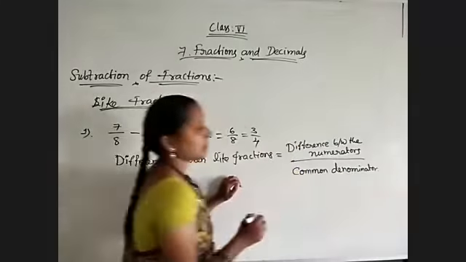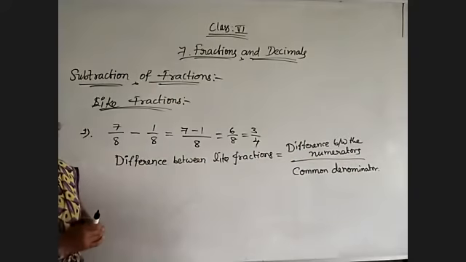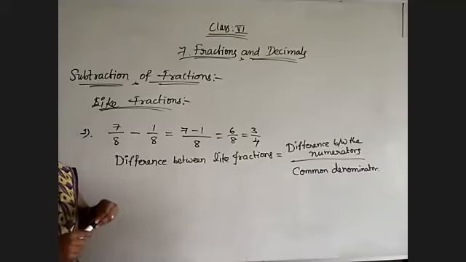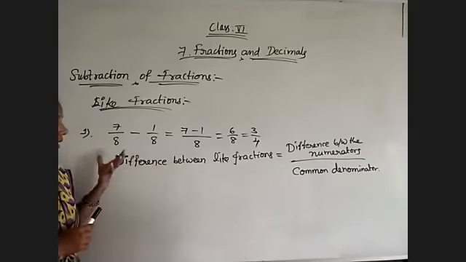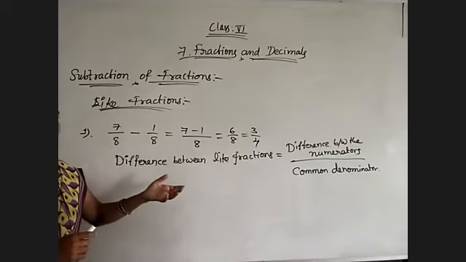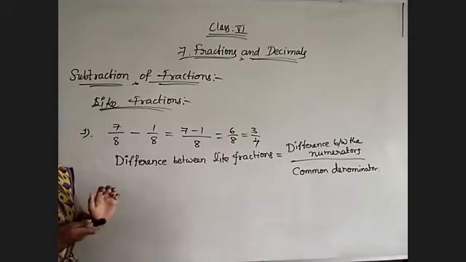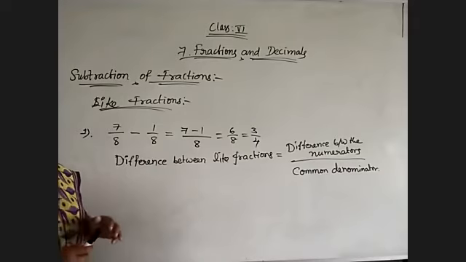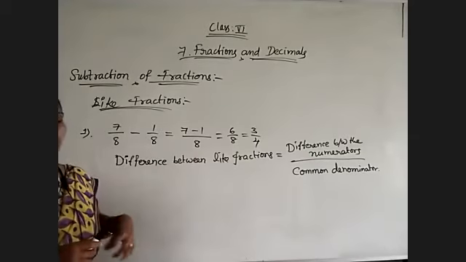So just remember, whenever you are taking like fractions, sum of the like fractions will be equal to sum of numerators by common denominator, same as like that only. Difference between like fractions is equal to difference of the numerators by common denominator. That's all. Okay. And if unlike fractions we are getting, in that case, I'll tell afterwards. Okay.